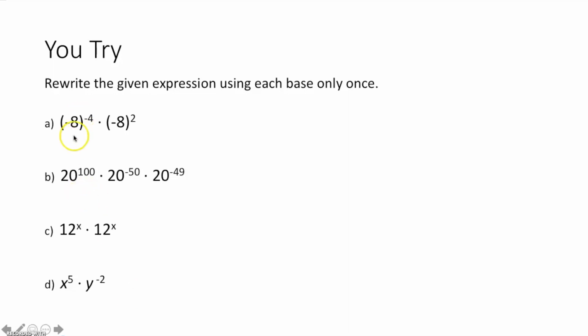Okay, doing the same thing here. We have negative 8 to the negative 4th power times negative 8 to the 2nd power. So again, like bases, we just add the exponents together. What's negative 4 plus 2? That's going to be negative 2. So this is going to be negative 8 to the negative 2nd power.